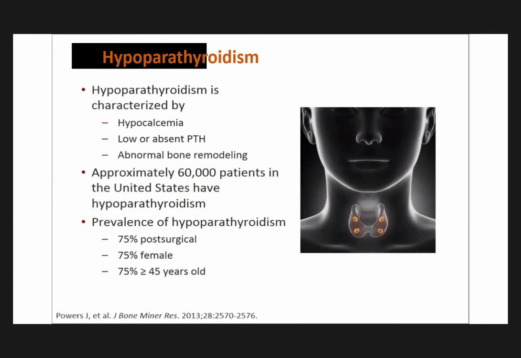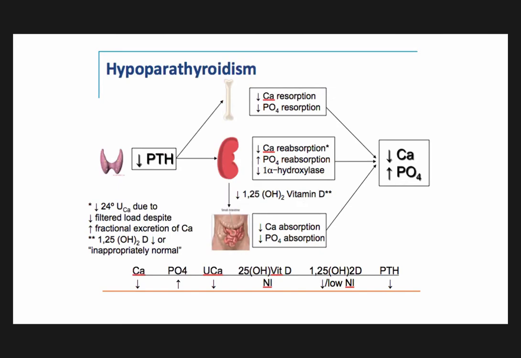Hypoparathyroidism is characterized by a low level of PTH. Everything that should happen with the help of PTH is decreased. So low PTH means low calcium resorption from the bones, decreased phosphorus resorption, decreased calcium reabsorption, increased alpha-1 alpha hydroxylase, and decreased calcium absorption in the GIT.